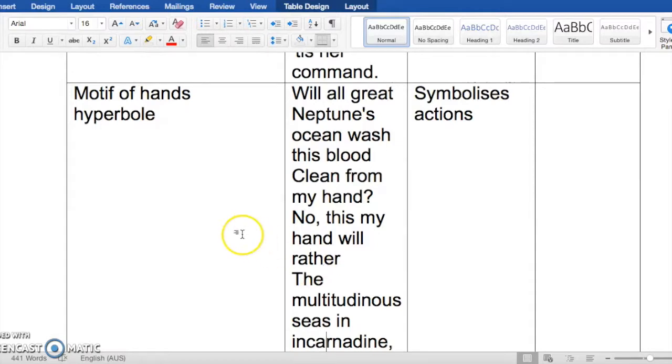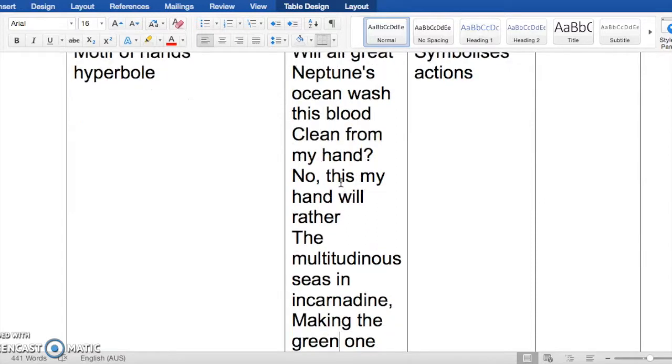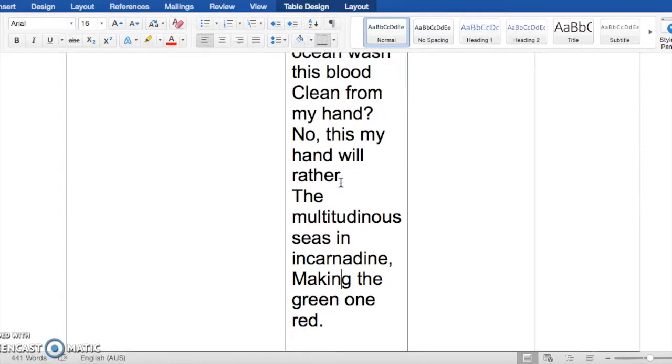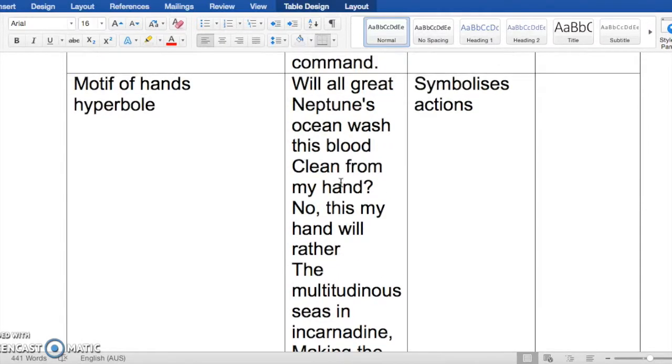Another motif is the hands and hyperbole. This is probably my favorite part of the whole TEET table. So Macbeth says, "Will all great Neptune's ocean wash this blood clean from my hand? No, this my hand will rather the multitudinous seas incarnadine, making the green one red." So he's basically saying, if you used all the oceans in the world to wash his hands, instead of making his hands clean, the blood on his hands will make all the oceans red.